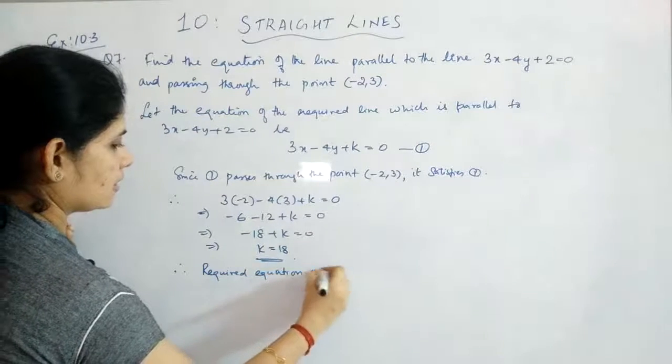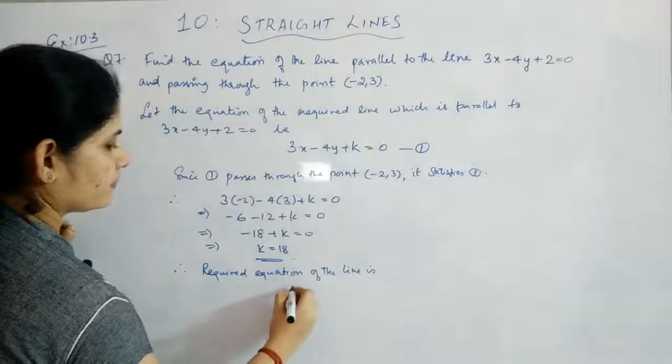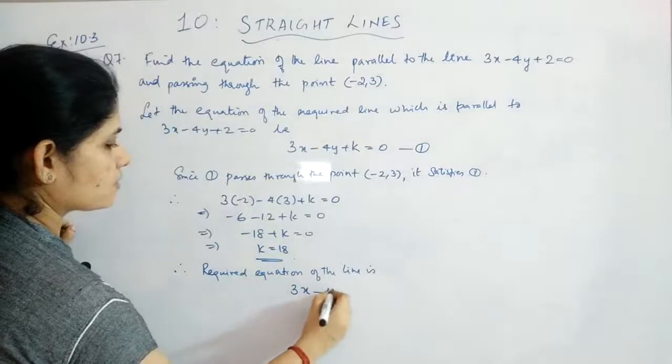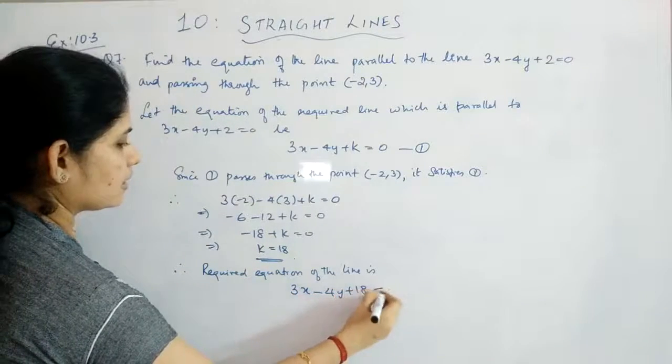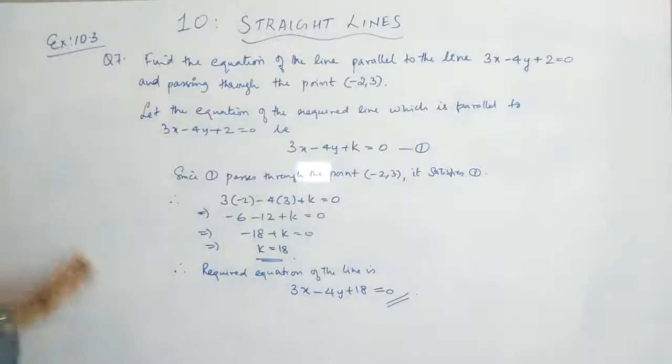Therefore, the required equation of the line is 3x minus 4y plus 18 equal to 0.